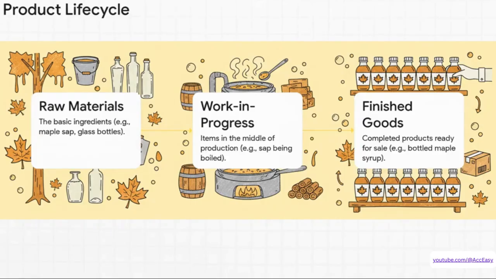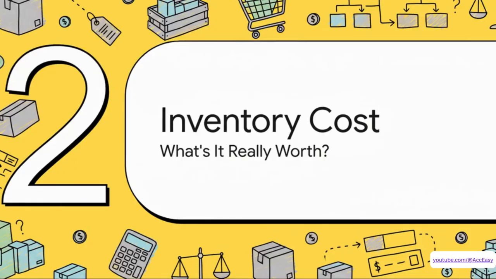You know, to make this really click, let's just imagine a Canadian maple syrup company. Their raw materials, that's the sap they collect, and the empty glass bottles. When that sap is bubbling away, getting boiled down, that's work in progress. And once it's bottled, slapped with a label, and ready to go, that's a finished good, just sitting there, waiting for a customer.